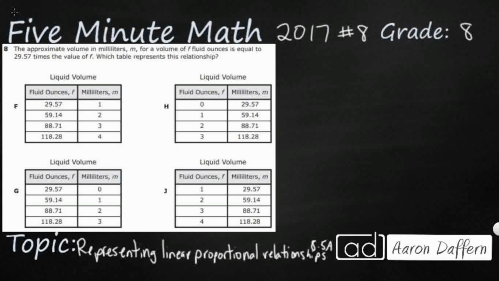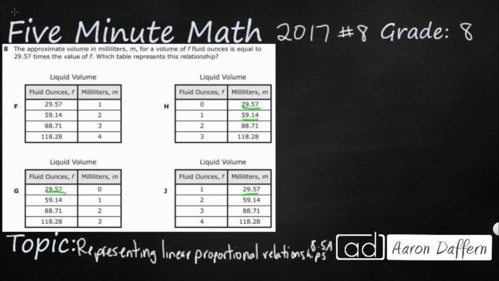So we've got the approximate volume in milliliters for a volume of F fluid ounces is equal to 29.57 times the value of F. Which table represents this relationship? Take a look at all of our tables. We've got 29.57 all over the place here. Even if we wanted to take the time to calculate it, let's just take a look at what the other values are underneath that.